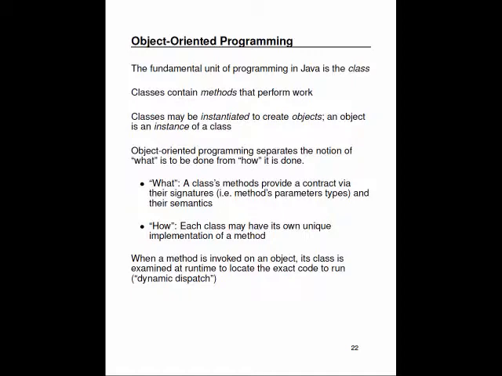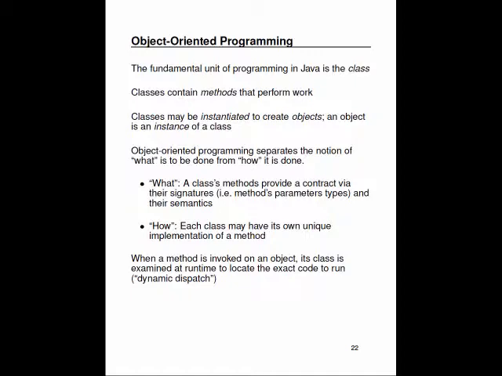So the fundamental unit of programming in Java is the class, and classes contain methods that perform work. Now, most classes can be instantiated to create an object, and we say that an object is an instance of a class, right? We remember from our CS 101 course, a class is a description of some piece of data, and it has data and behavior on it.